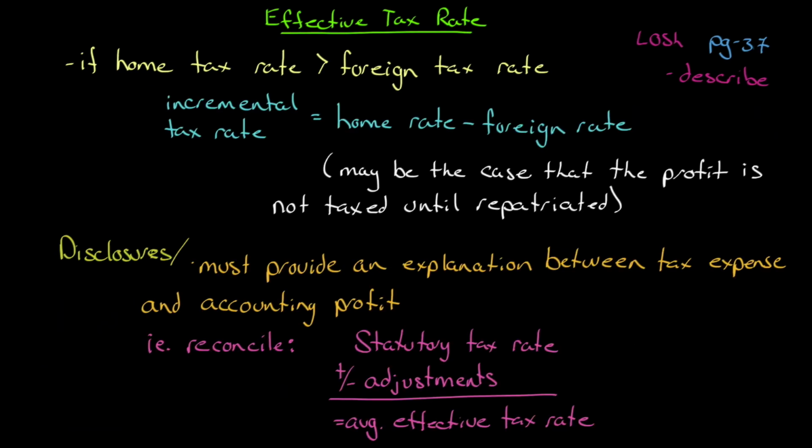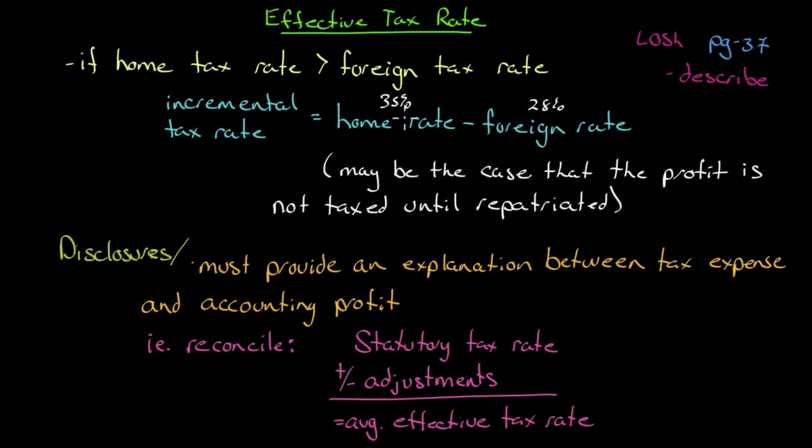So let's be clear on that point that I just said. If the home tax rate is greater than the foreign tax rate, the incremental tax rate that the parent would pay, we're assuming the parent is the home tax rate, is the home tax rate minus the foreign rate. So let's say that I'm the parent and I'm in a jurisdiction that has a 35% tax rate, and I have a subsidiary in a tax jurisdiction that has a 28% tax rate. Since I have to pay profit in the country where it's earned, I'm going to pay 28% tax on the foreign earnings profit before tax.